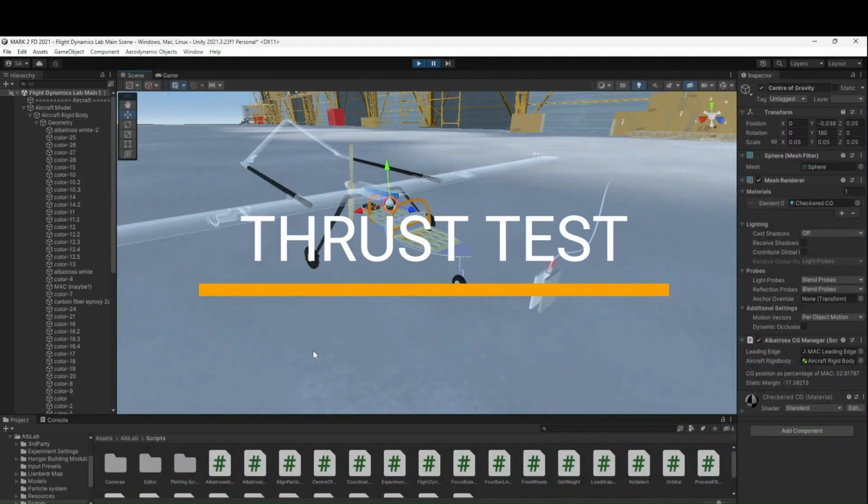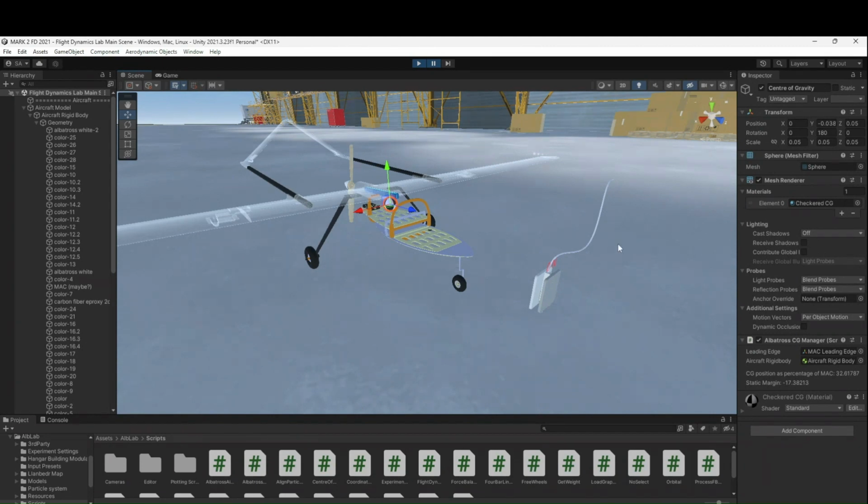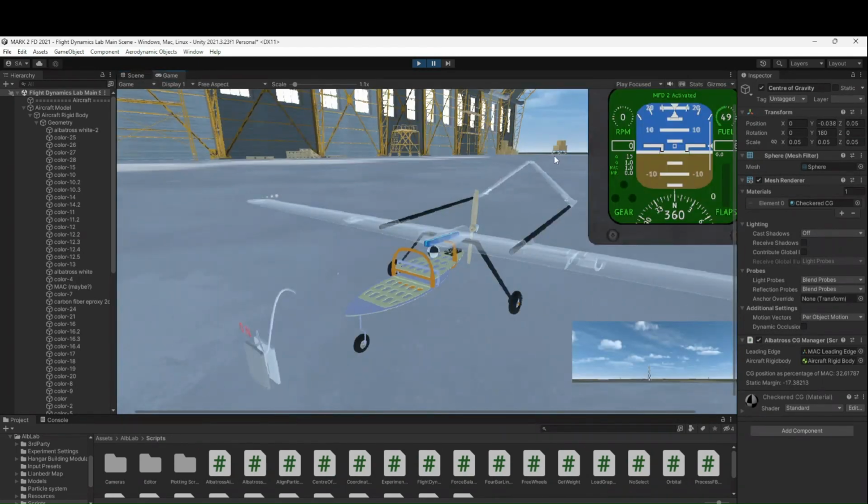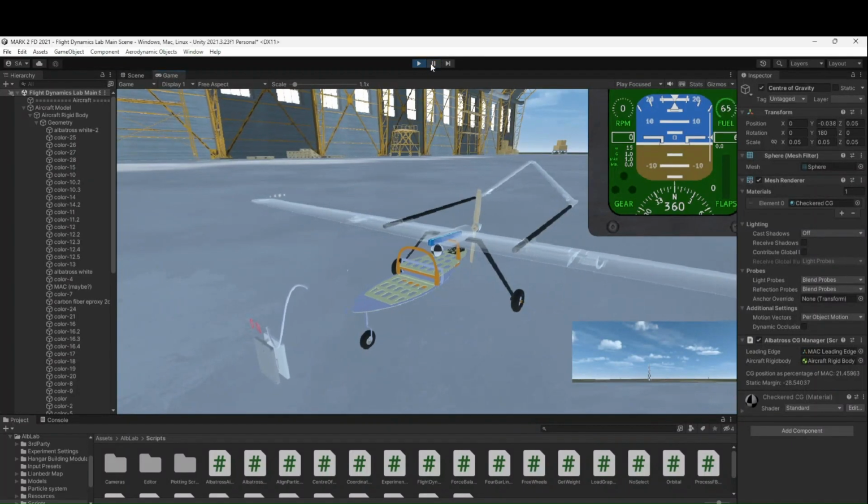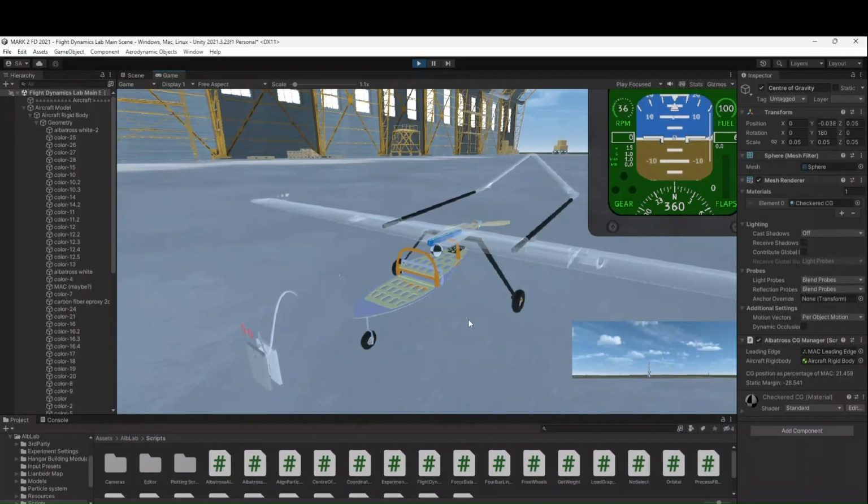Next, we brief on the thrust test experiment. Near the nose of the Albatross is a force sensor which will indicate the thrust level produced relative to the level of RPM that you input. The static thrust can be found when the CG is at 0.05. The RPM can be seen on this dial amongst many other flight displays over here. The RPM can be increased to 100%. The measured thrust relative to the full RPM is 28 newtons.